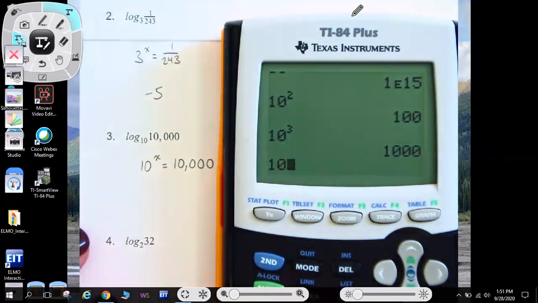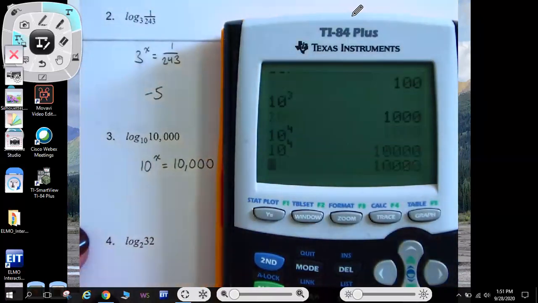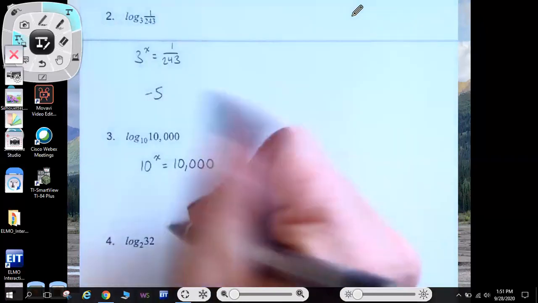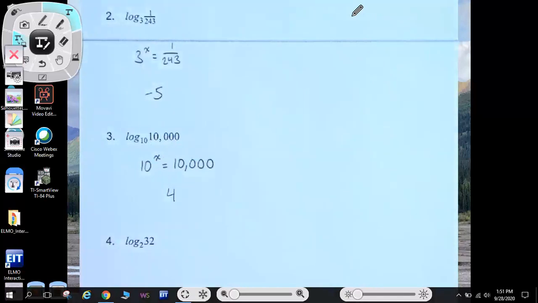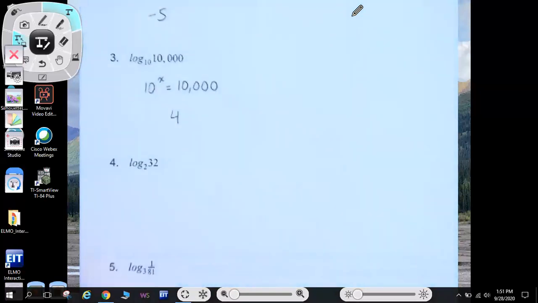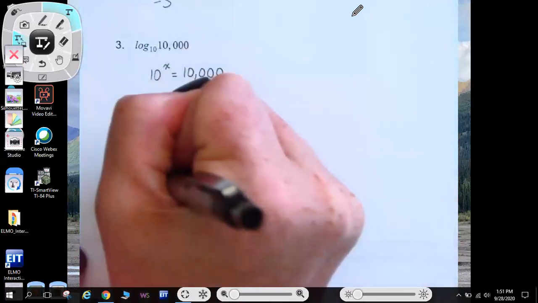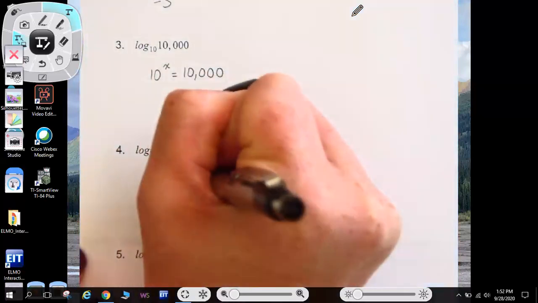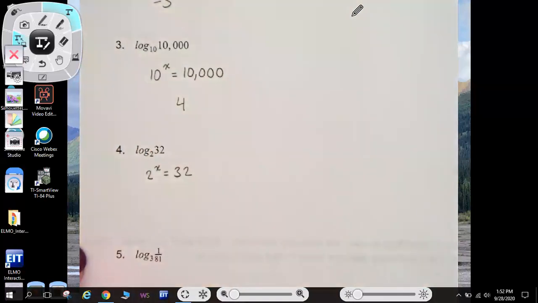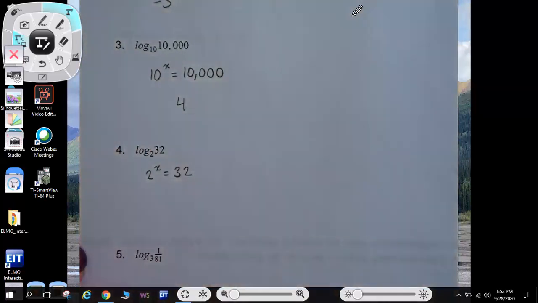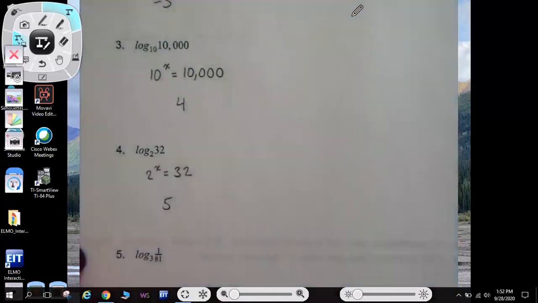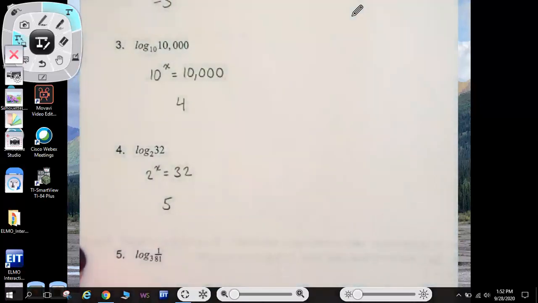So 10 squared and 10 cubed didn't work. 10 to the 4th gets you 10,000. So your exponent needs to be 4. Okay, number 4, log base 2 of 32 is asking 2 to what power equals 32. So you try different exponents on 2. You should get 2 to the 5th equals 32. So our answer is 5.